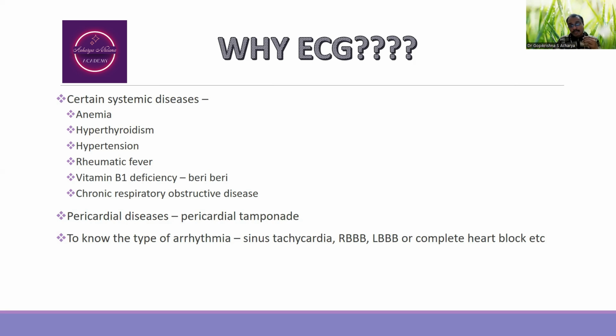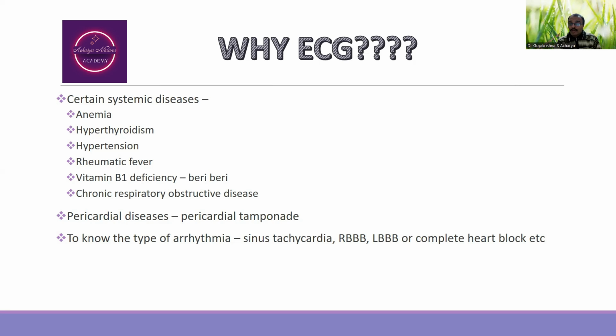In cases of pericardial diseases, such as pericardial tamponade or pericardial effusions, the height of the deflections of the electrocardiogram will be smaller. So in this way, pericardial diseases can be diagnosed.